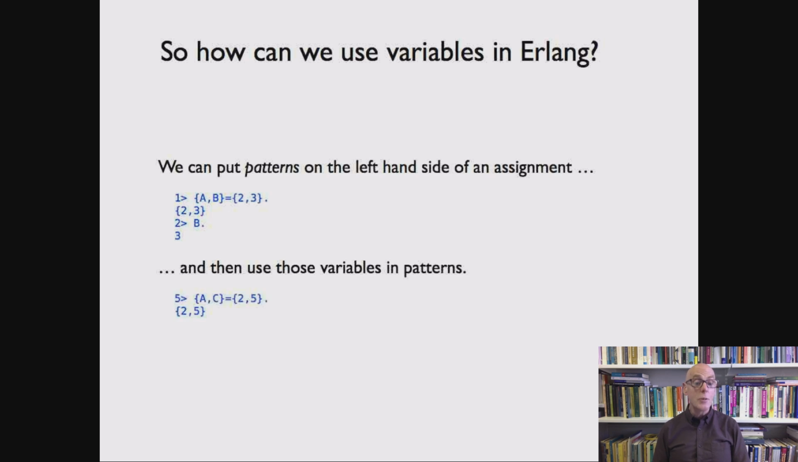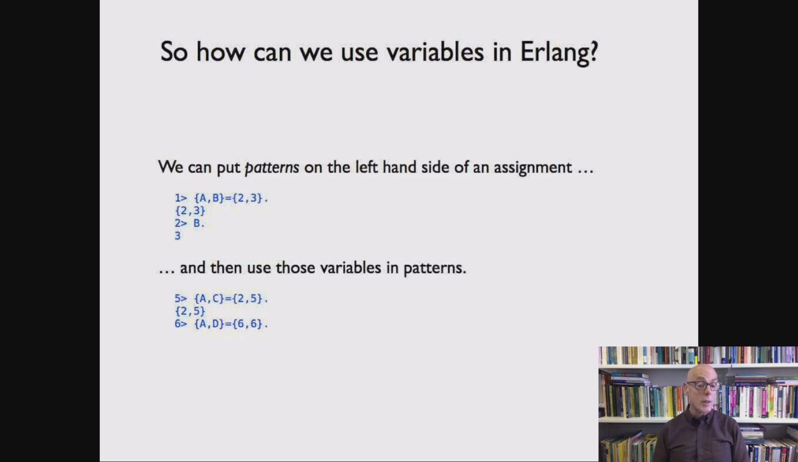And once we've got those values, we can use those values in patterns. So here we can say the tuple {A, C} is matched with {2, 5}, and that will result in C getting the value 5, and that's okay because A is already 2. But if we write something like {A, D} = {6, 6}, we'll have a problem because A is already bound to 2, so that match will fail. But we're able to use bound variables in patterns.